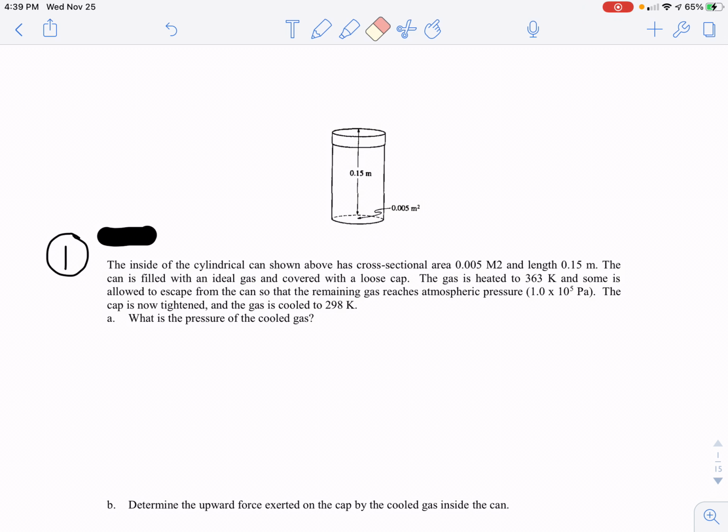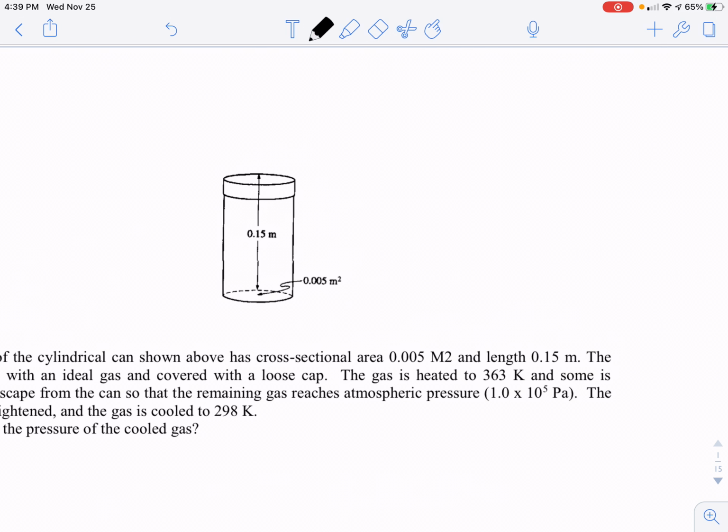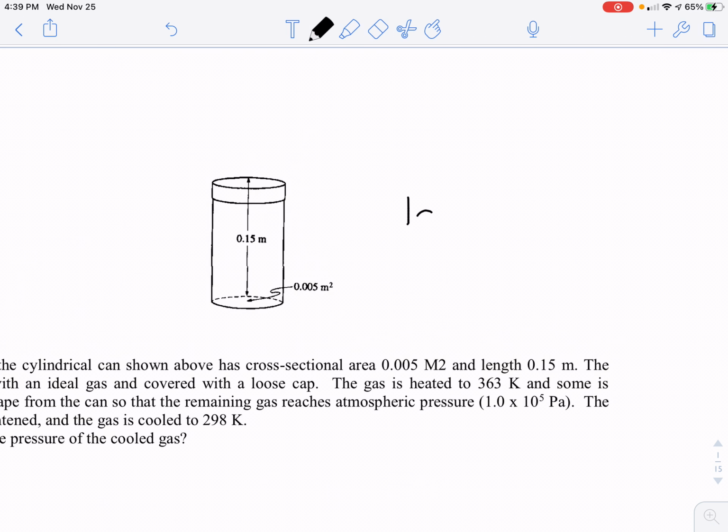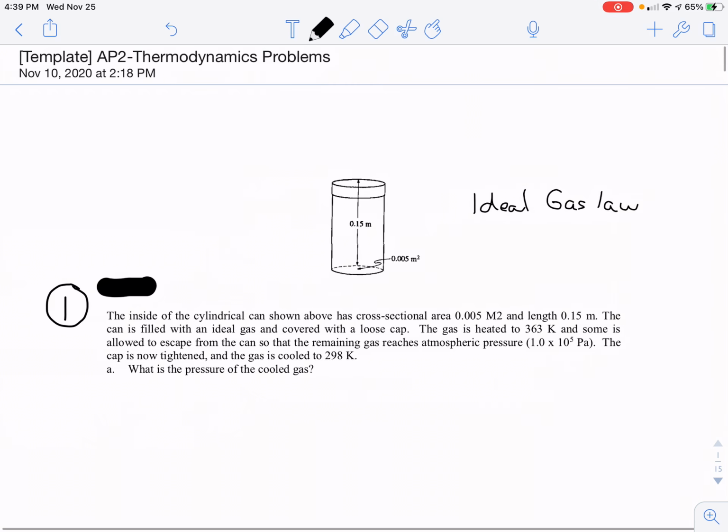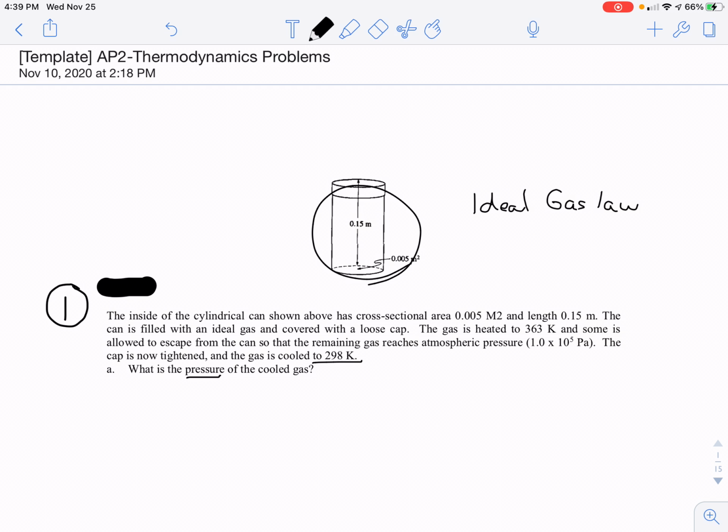When we do a problem, whether it's free response or multiple choice, the very first thing we want to do is identify the concept. This is an example of an ideal gas law concept. We know this because it is referencing things such as temperature of the gas, pressure of the gas, and a certain volume of gas.